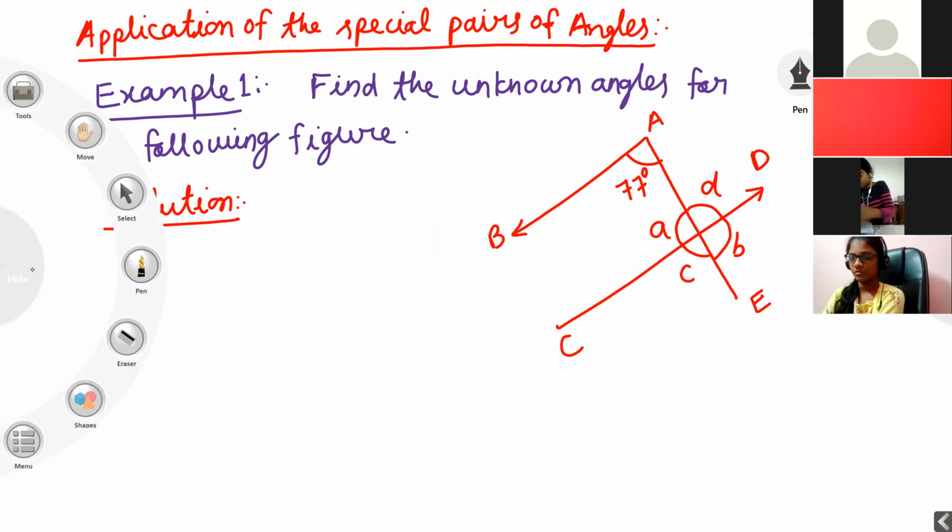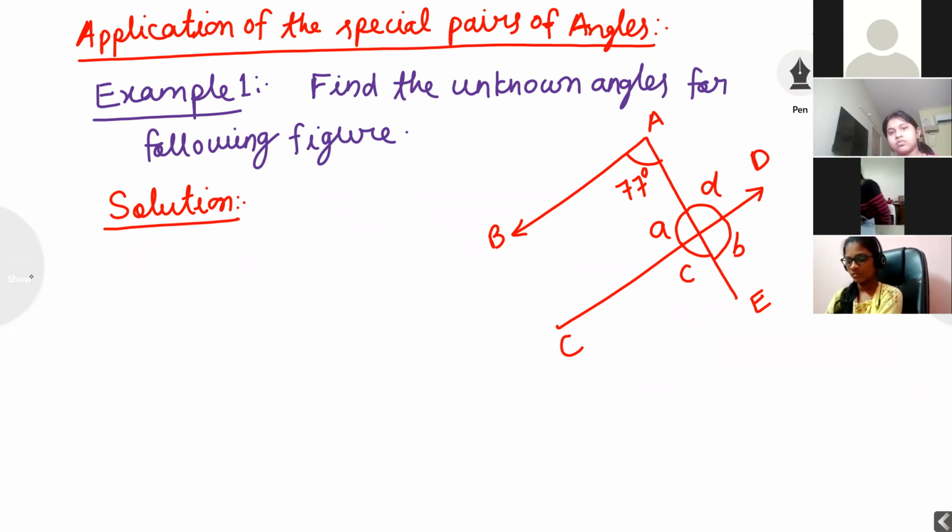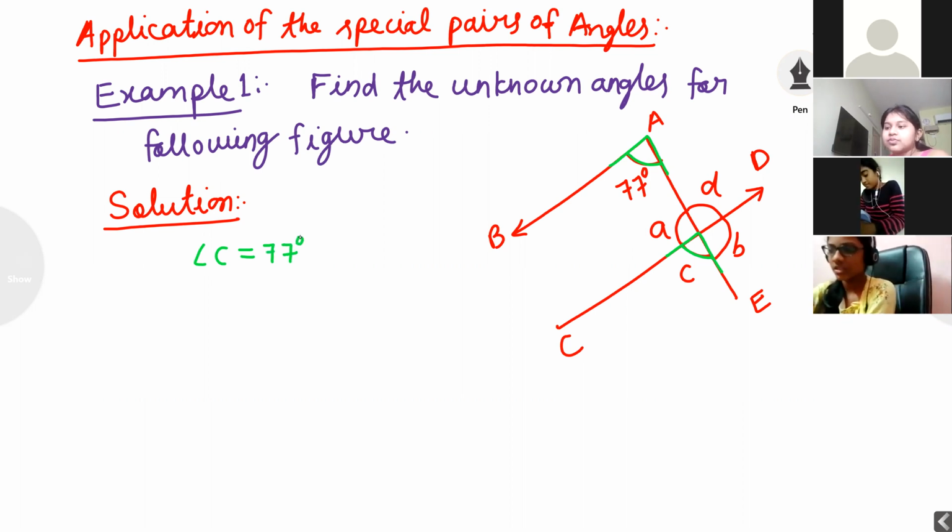Concentrate here, everyone. In this figure, you are observing, students, an F shape, yes, a 7 shape. This angle is equal to C. Seven shape, F shape angle. I can say angle C is equal to 77 degrees. Am I right? Angle C is equal to 77 degrees. What is the name of the angle? Corresponding angle.